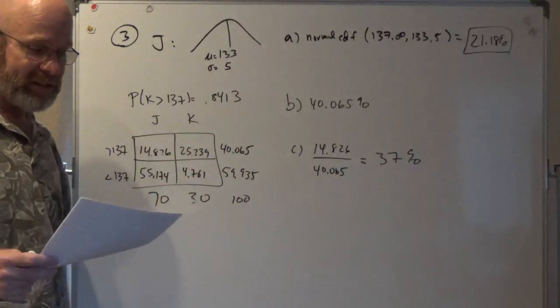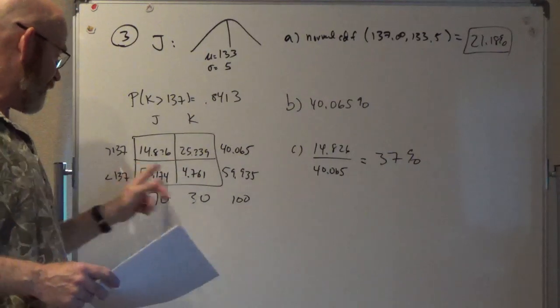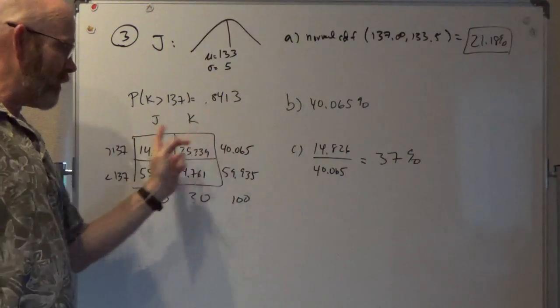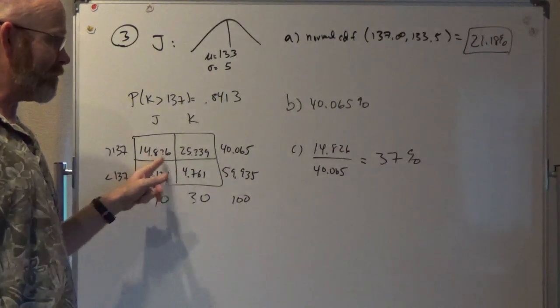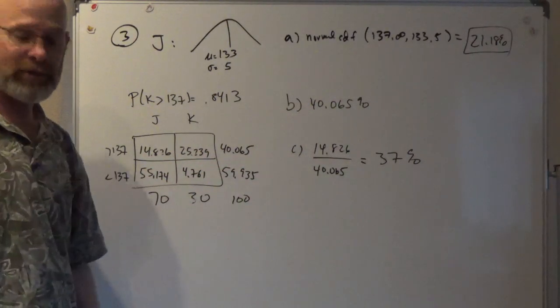And then part C says, given that it's greater than 137, so that's that row, 40.065, what's the probability that it came from J? 14.826, 37%.